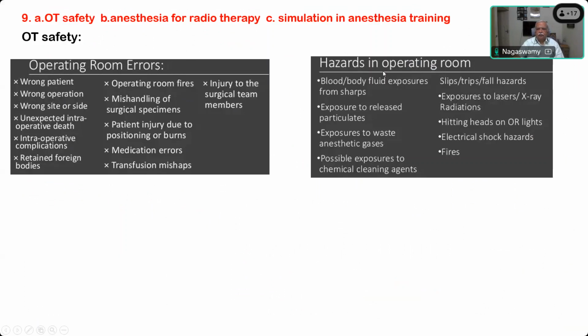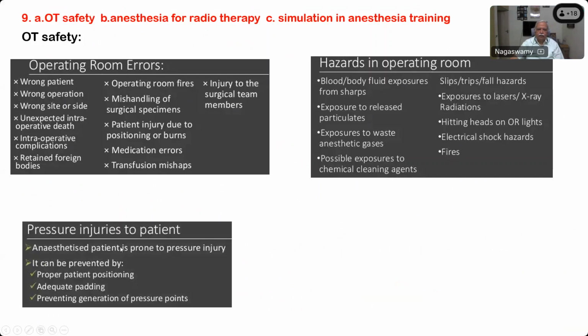So the hazards which are also experienced are body fluid exposure from sharp instruments, so needle stick injuries, exposure to released particulates, exposure to waste anesthetic gases, possible exposure to chemical cleaning agents, slips and trips, falls, exposures to radiation, hitting heads on the overhead lights, electrical shock hazards, fires. Okay? So these are called errors which are mostly man-made. These are hazards which are inherent to the operating theatre. So these two things you have to differentiate and first understand that.